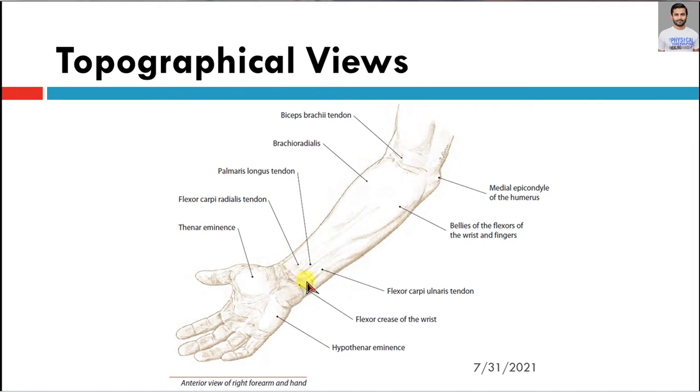similarly the flexor crease and the tendons of muscles. The palmaris longus is sometimes present in a few people, and sometimes it's absent. So it is not present in all of the population. The thenar muscles making the thenar eminence, and the hypothenar muscles making the hypothenar eminence.